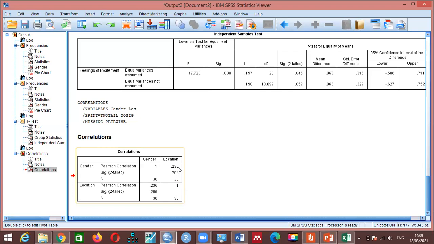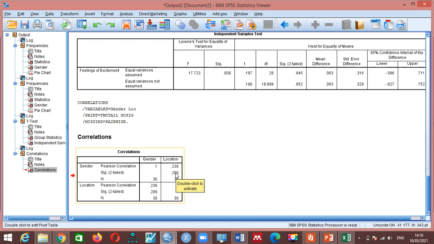So what does this tell us? It's a weak relationship, right? I mean, it's not up to 50. So yes, it's a weak relationship, such that the relationship between gender and location is not so strong. But is it significant? That relationship, even though it's weak, is it significant? We look at this. Now this is 0.209. So you ask yourself, is this bigger than 0.05 or smaller than 0.05? Obviously, this is bigger than 0.05.